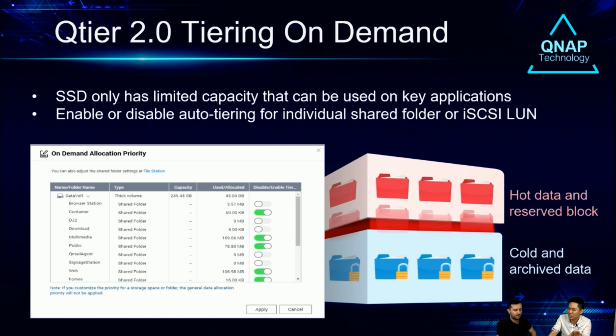Because if you use a competitive NAS, you may not be able to choose which more important data should be put into the SSD. But we know SSD space is limited, and you need to accelerate the data that you use more. So we also provide this in Qtier.